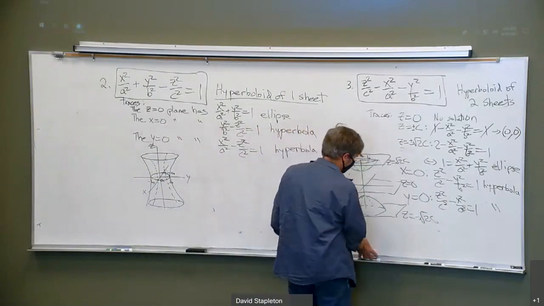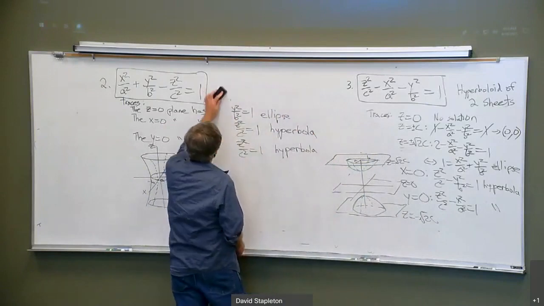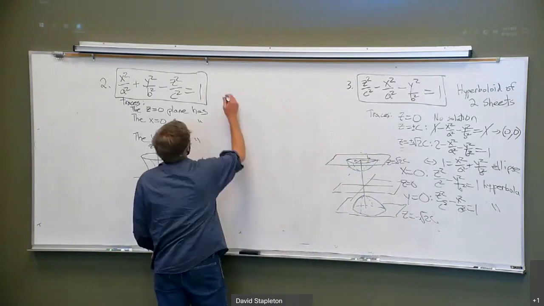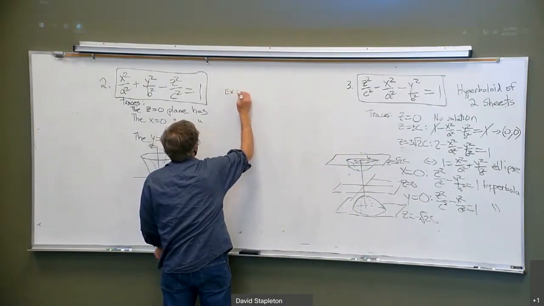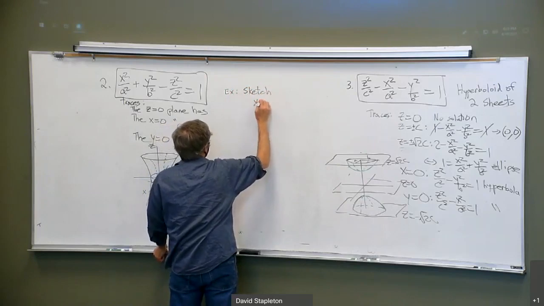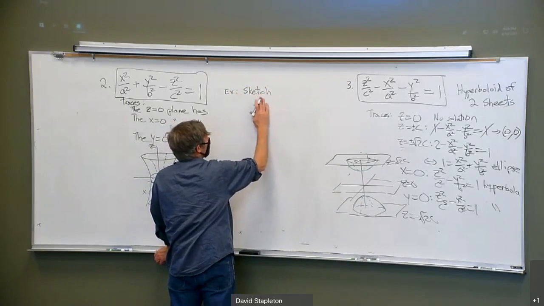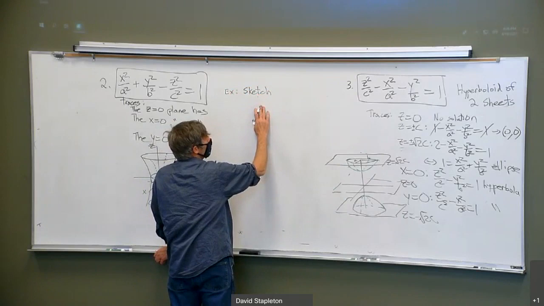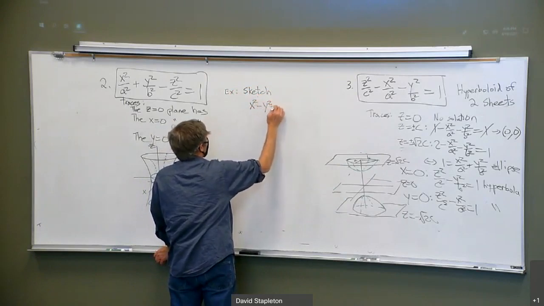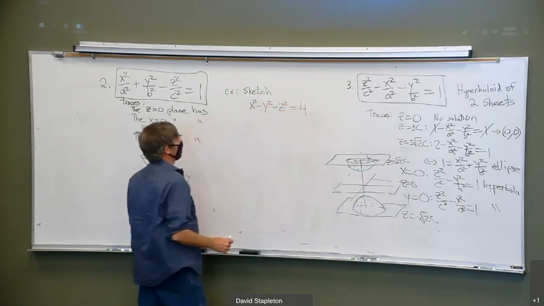So let's finally get to an example, see how this helps us to sketch. If you can memorize those things, they're standard equations, then you can do things like this. Suppose I said, example: sketch the graph of x squared minus y squared minus z squared equals 4. I wonder what that looks like.